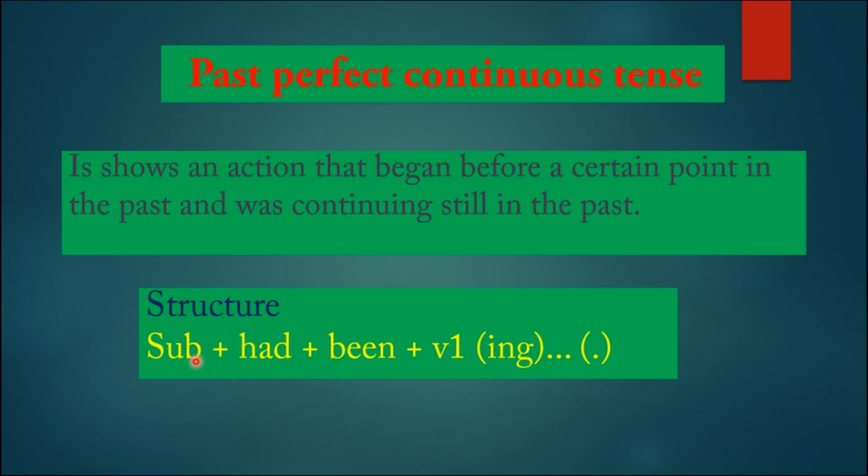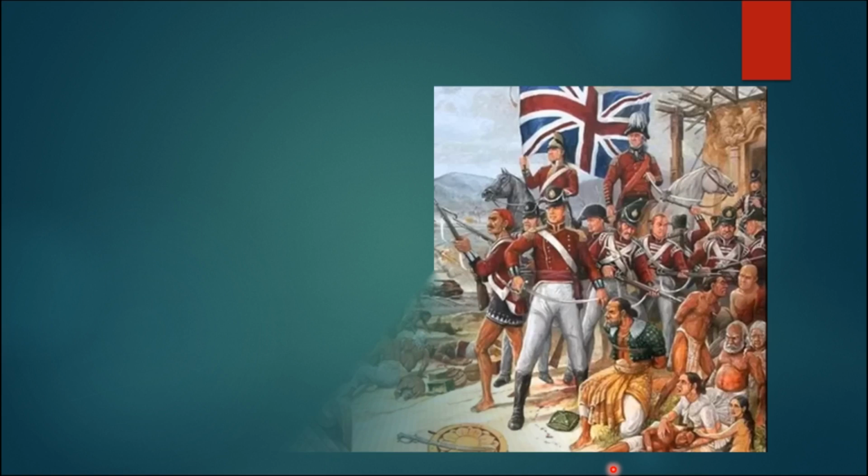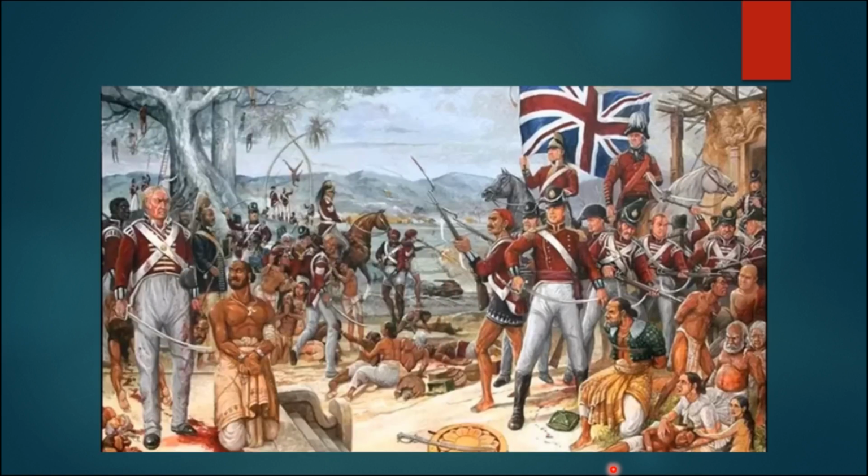Structure is subject plus had plus been plus V1 plus ing form. Children, I didn't give you any affirmative and negative structures here because you became familiar with those structures. Now look at this picture.